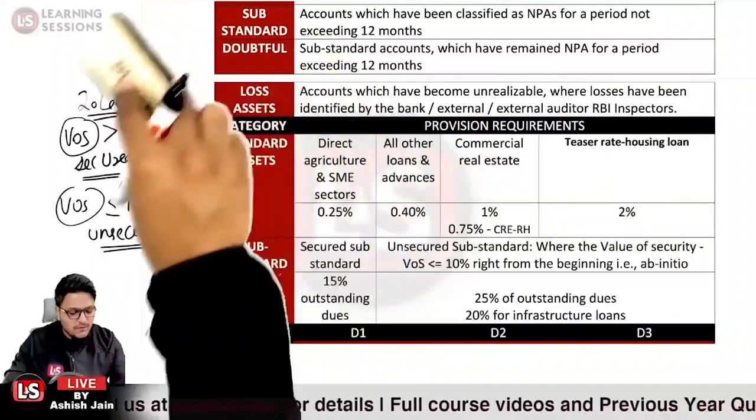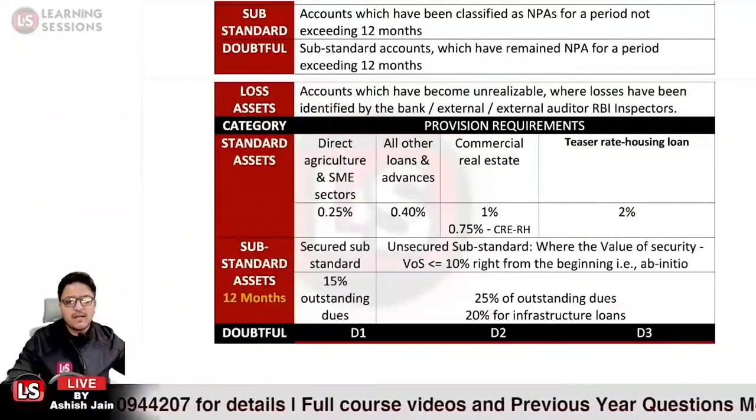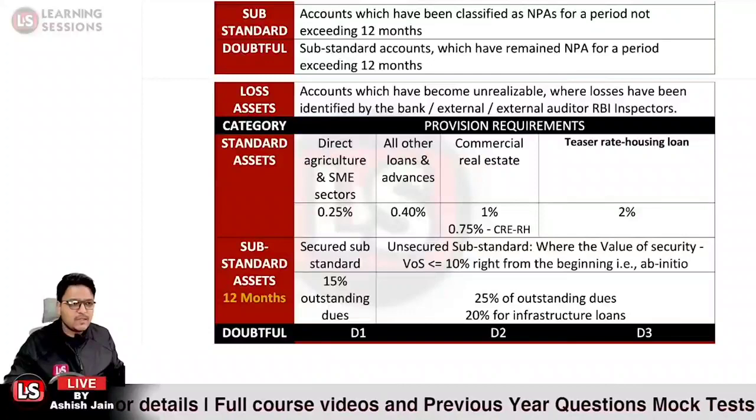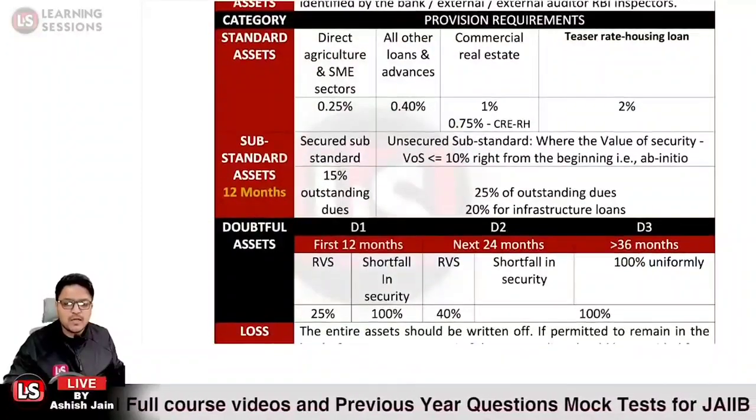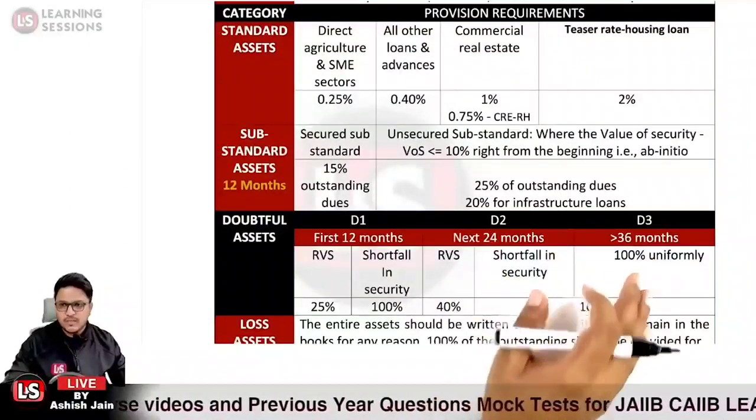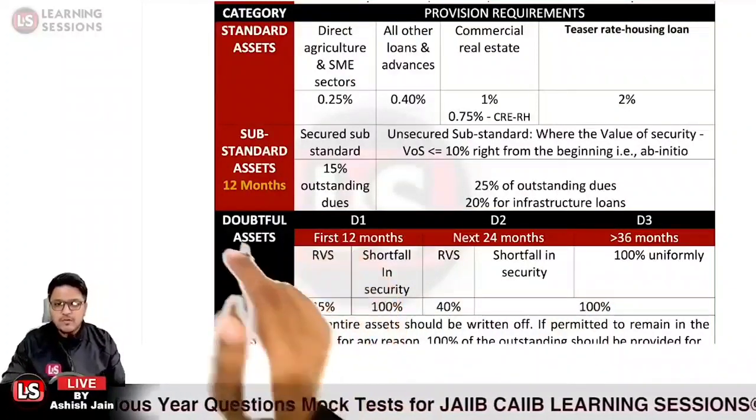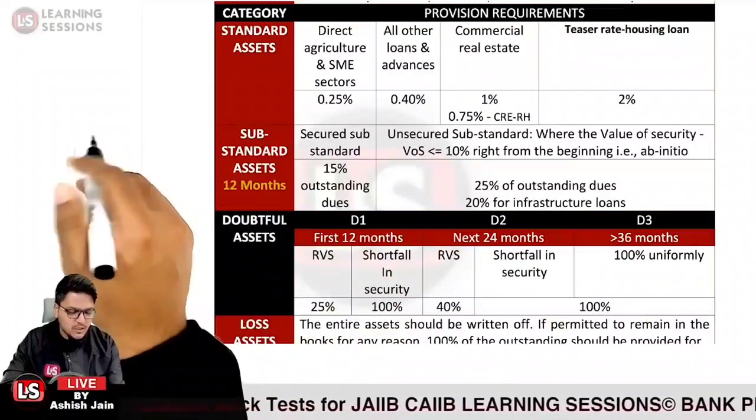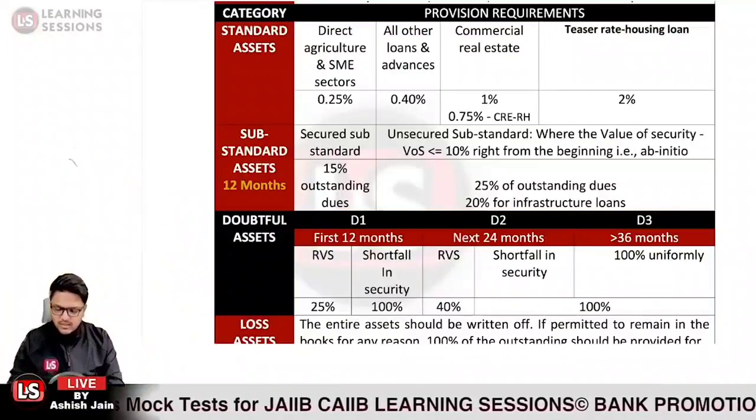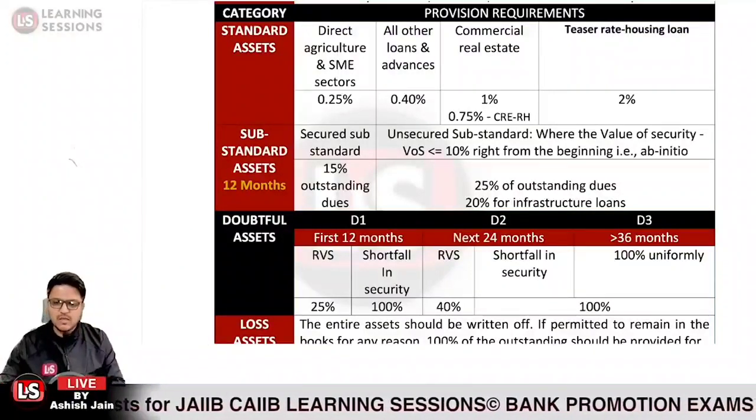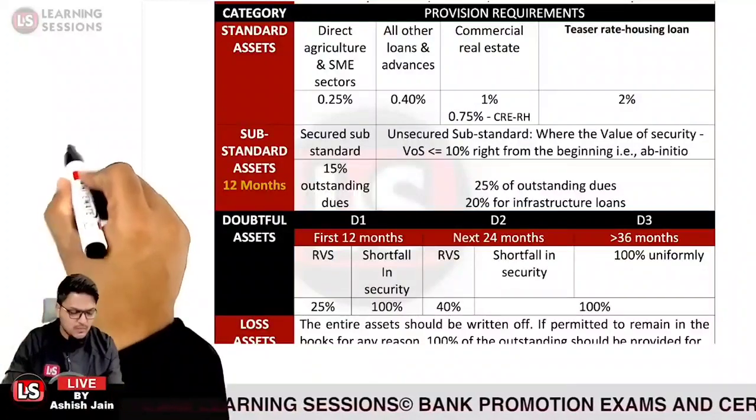Is that clear? And further, if the loan is classified under the doubtful category, we have three categories under it, that is D1, D2, D3. In the case of the doubtful category, we will be considering the realizable value of security. Now what does it mean, the realizable value of security?